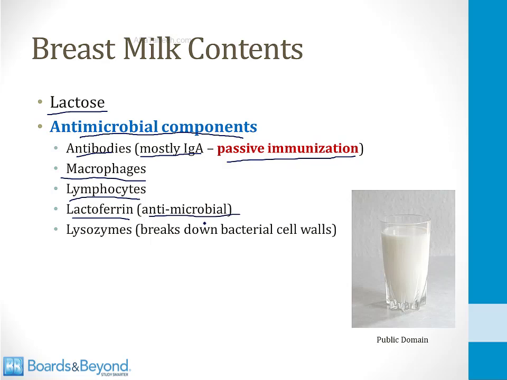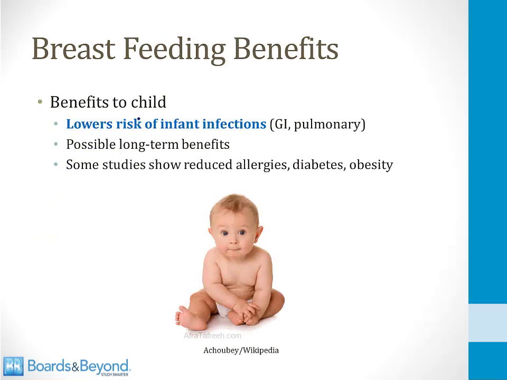It's similar in structure to transferrin, which you may know transports iron in the body. There are also enzymes called lysozymes in breast milk, and these break down bacterial cell walls. So all of these things help protect the baby from infection. This is another reason why pediatricians encourage mothers to breastfeed. With that in mind, let's talk about the benefits of breastfeeding for the child. First of all, babies who are breastfed have a lower risk of infections, especially GI and pulmonary infections, for all the reasons we just discussed on the last slide.